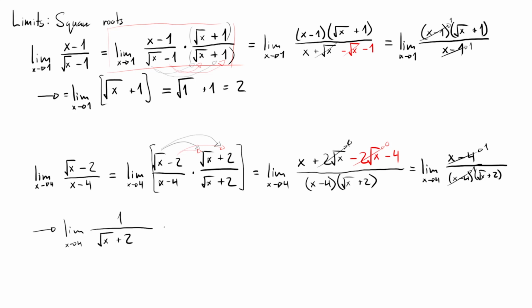And now, hopefully, when we substitute in our value of x equals 4, we'll actually be able to get an answer. And lo and behold, we do, because we get the square root of 4, which is 2. So we're going to get square root of 4 plus 2 in the denominator. Square root of 4 is just 2, so that's 2 plus 2 in the denominator. And we're going to get 1 over 4 as our final answer.